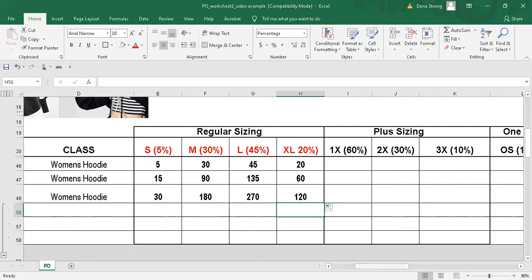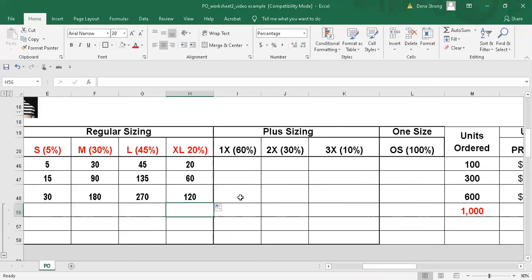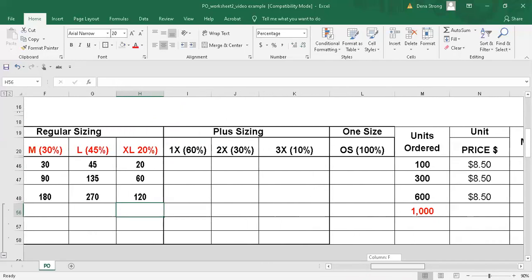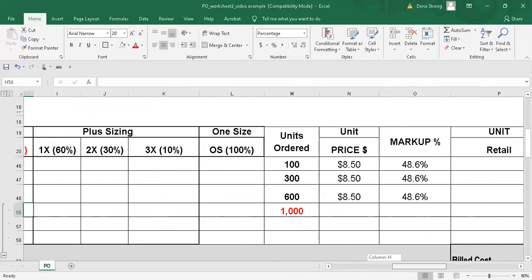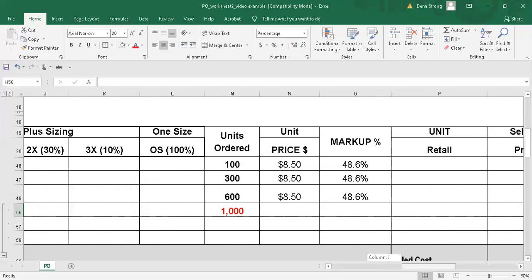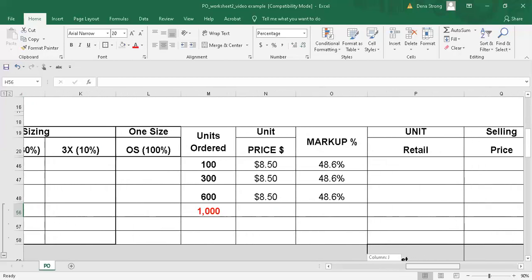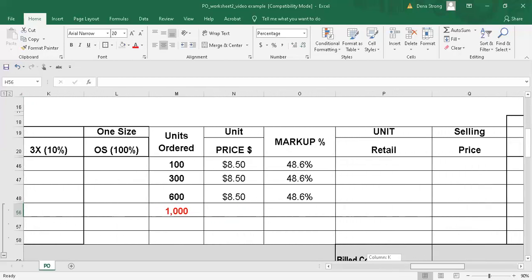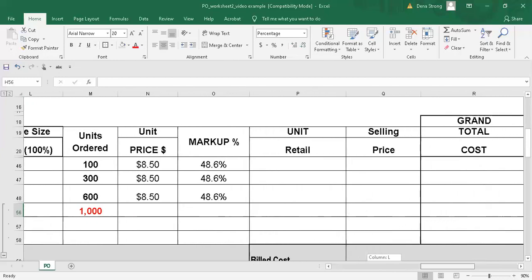Okay? So once again, this particular style does not come in 1X. It does not come in any plus sizing, so we don't have to worry about anything there. And this is not a one size fits all garment, so we don't have to worry about the one size. So we're done with the units by size. And again, we have 1,000 units coming into the store.